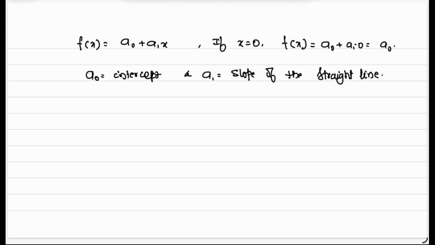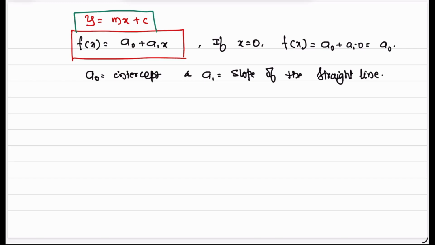This particular function f(x) is equal to some constant plus some constant into x, a0 plus a1x. This is nothing but in the form y = mx + c, where y is the function f(x), m is a1 and c is a0. Now let us draw it. Graphically, how do we represent it? We will go with graphs, learn with graphs.